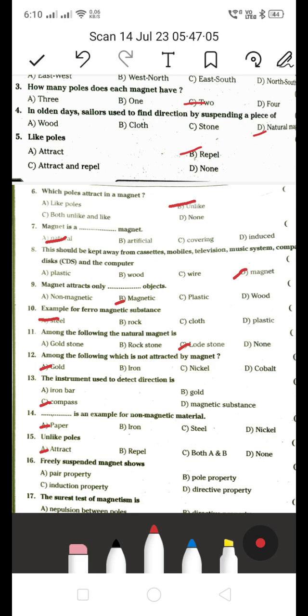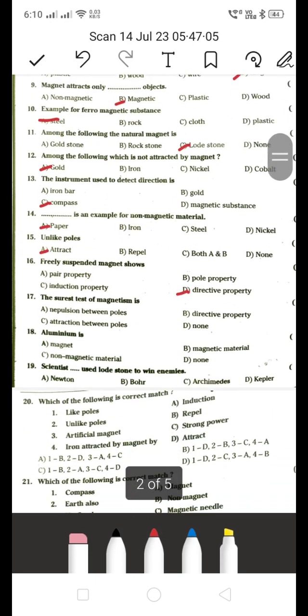Next, a freely suspended magnet shows A pair property, B pole property, C induction property, or D directive property. A freely suspended magnet shows directive property. This is the right answer.